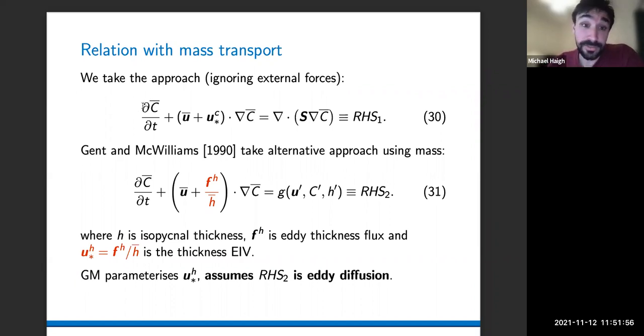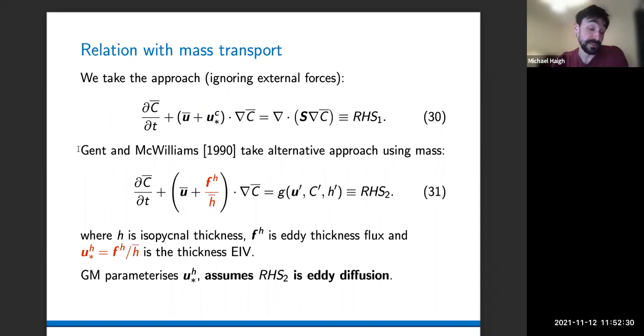there are two ways in which we can write the large-scale tracer equation. In equation 30, this top one here, this is the approach that we've taken in this study. Ignoring the external forces, the subgrid diffusion and the relaxation, this is what our large-scale tracer equation looks like. What I've done here is simply recast the eddy tracer flux in terms of the diffusion tensor and its representation in terms of also the eddy-induced velocity.